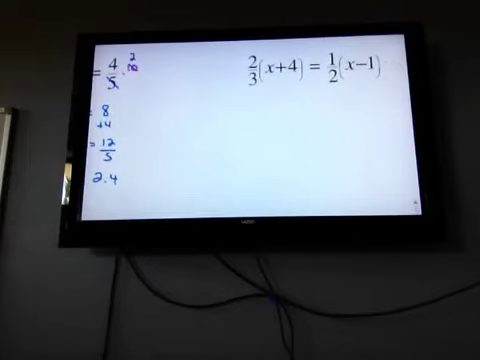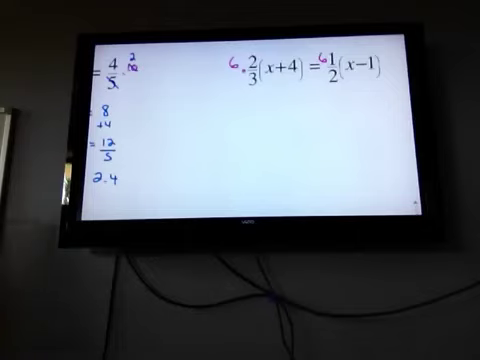What's my LCD on this one? Eli? 6. It is 6. Now this one's a little different because of those parentheses. There are still only 2 terms in this equation though. Everything on the left is considered 1 term, everything on the right is considered 1 term.